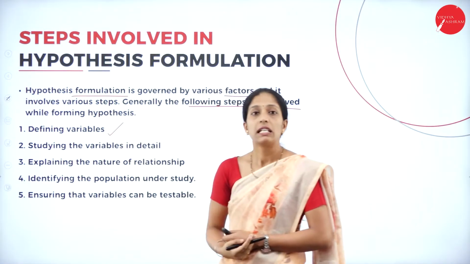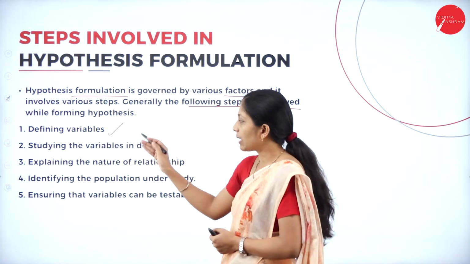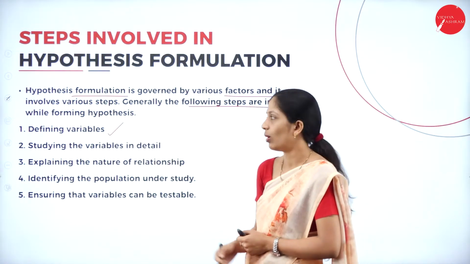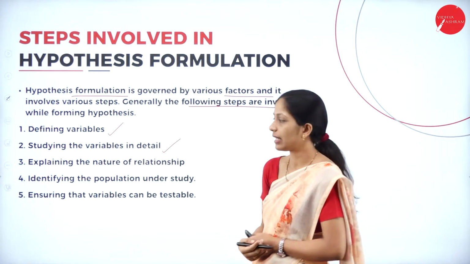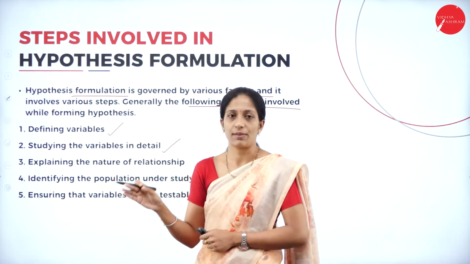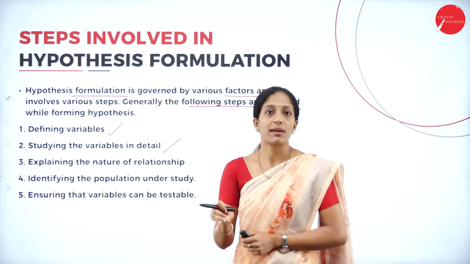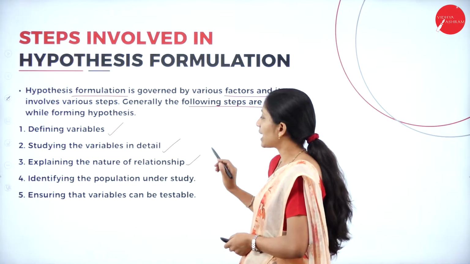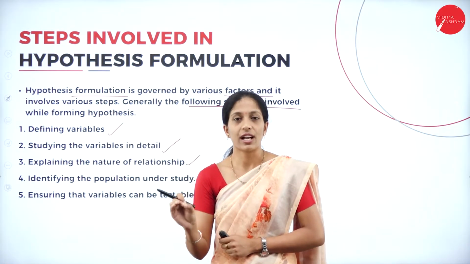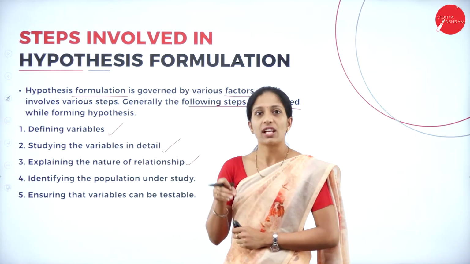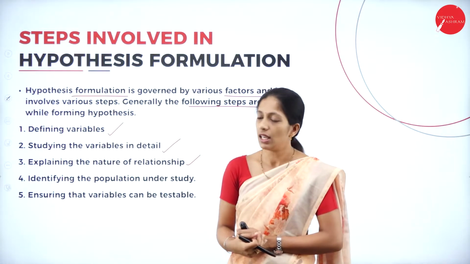So, the first one is defining the variables. We shall discuss each and every point in detail. For the time being, remember that these are the steps involved. Defining the variable. Next one is studying the variables in detail. So, the first step is defining the variable, where he is going to define the variable. Next, studying those variables in detail. And the next one is explaining the nature of relationship between the variables. He has defined the variable, he has studied the variables in detail. Next, he has to explain what is the relationship between the variables.